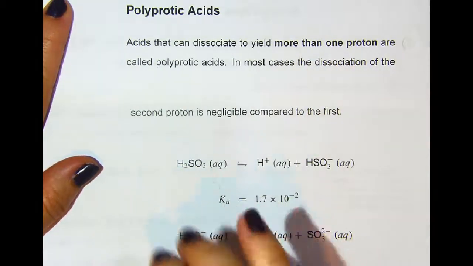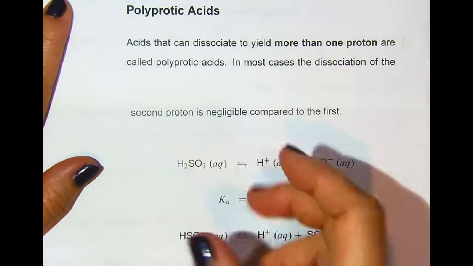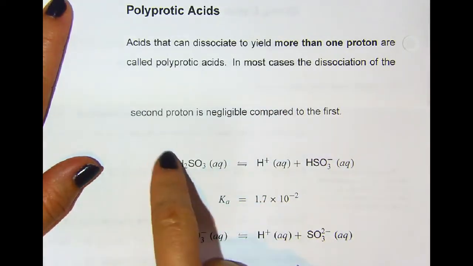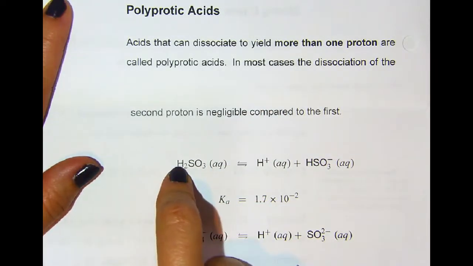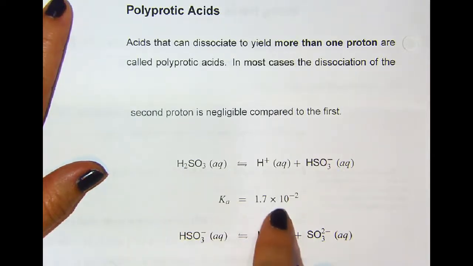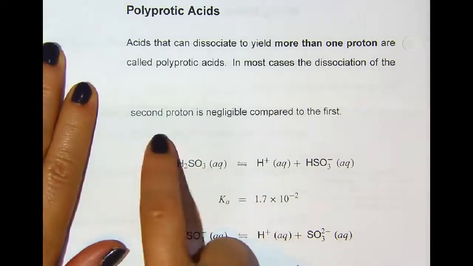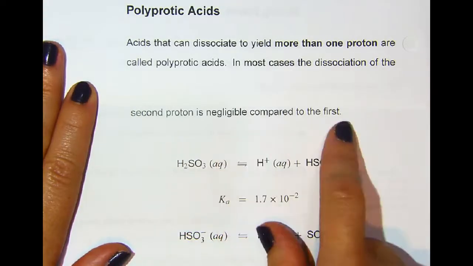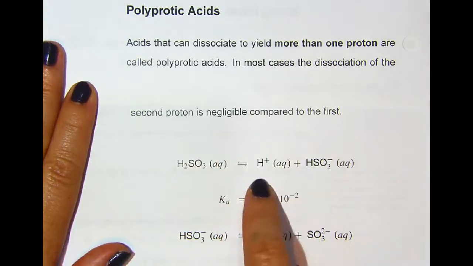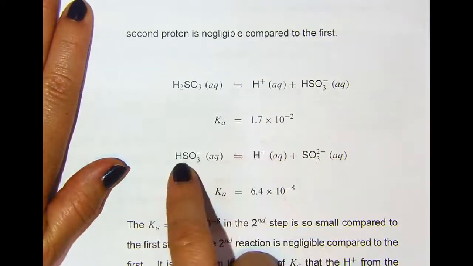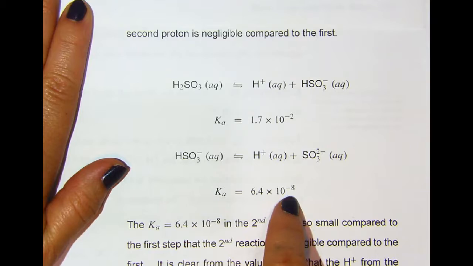So we're talking about H2SO3 or H2SO4 or H3PO3 or H3PO4. We have more than 1 hydrogen in the acid. So the first hydrogen would ionize and have a Ka value, but then the second hydrogen is going to have a negligible ionization compared to the first. So the majority of the pH is based on the first ionization and not so much on the second ionization, which produces a lot smaller amount of hydrogens.